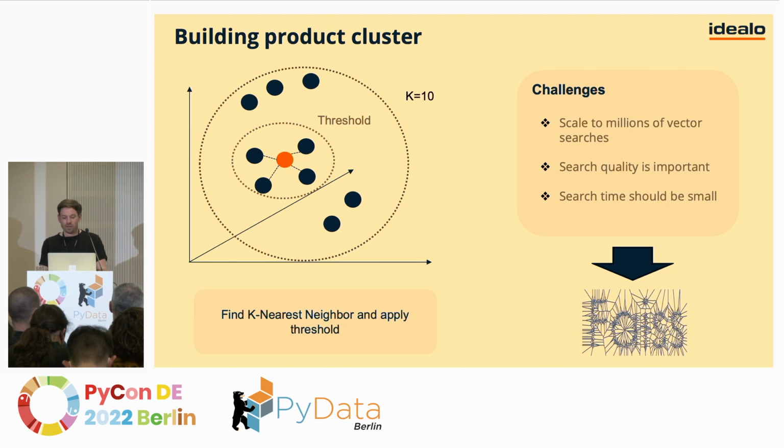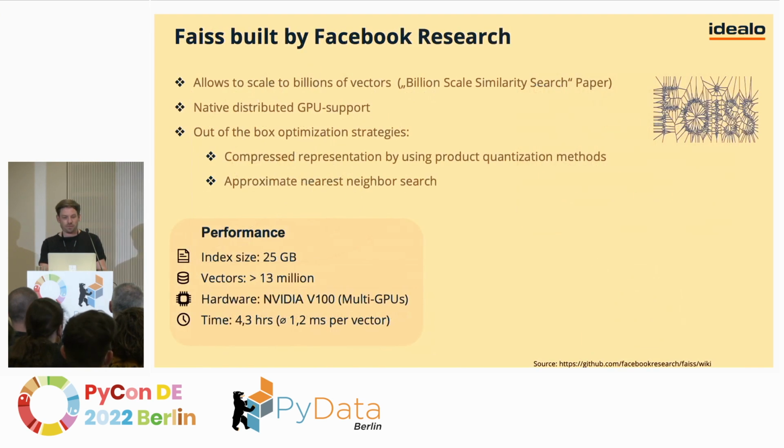We looked around and found FAISS. FAISS is open source and was built by Facebook Research. It can scale to billions of vectors. It has native GPU support and also a lot of out-of-the-box optimization strategies. You can do vector compression, and you can perform approximate nearest neighbor search, where you don't scan the full index but only parts of it. It seemed to be perfect for our use case.